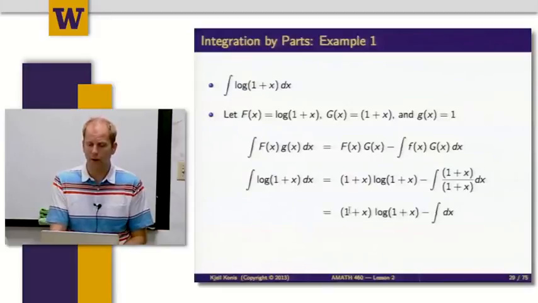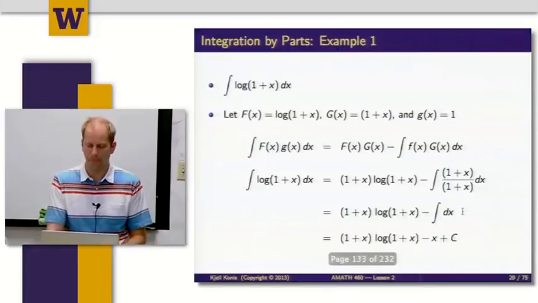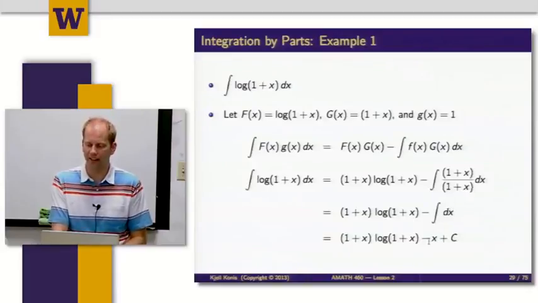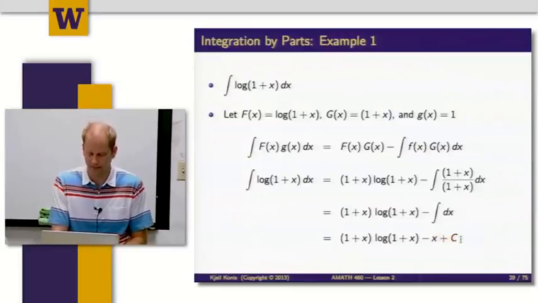So I have 1 plus x times the log of 1 plus x minus the integral just of dx. And so that integral is very easy to calculate. I just end up with x being the antiderivative. And then because I don't have limits here, I'm asking for an indefinite integral, just the antiderivative. So I'm adding on an arbitrary constant c.